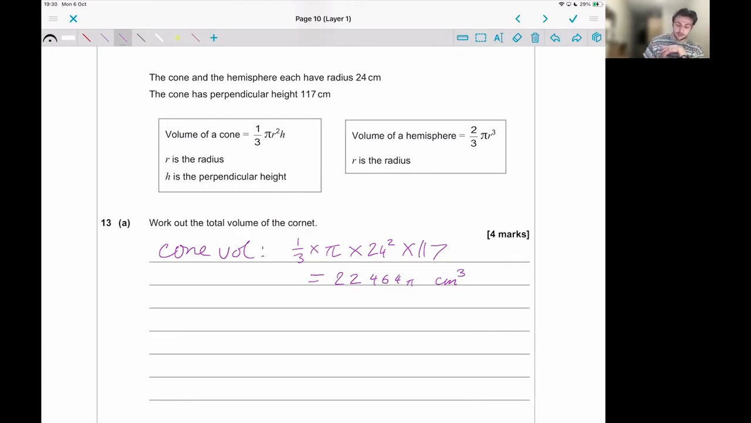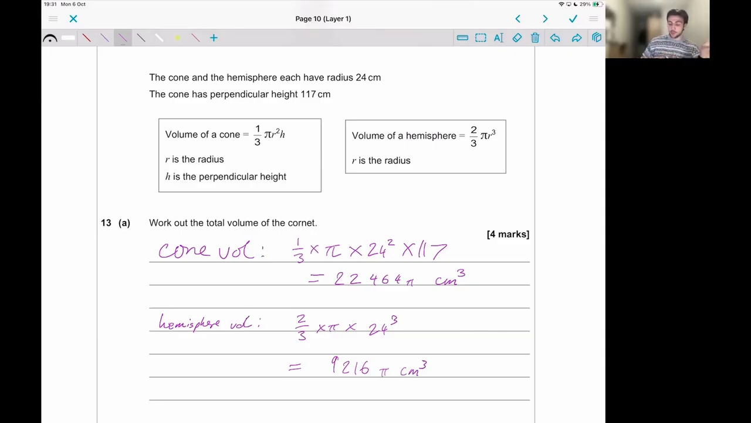Moving on, the volume of the hemisphere. Again, we're looking at 2/3 pi r cubed is what we're told. So we're going to write that down. We're going to do 2/3 times pi times r, which is 24, remember, we were told that here, cubed. And when we type those numbers into the calculator, we get 9,216 pi centimeters cubed.